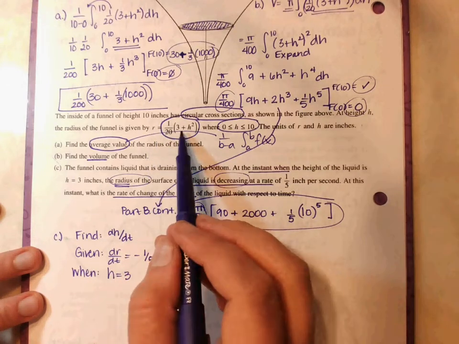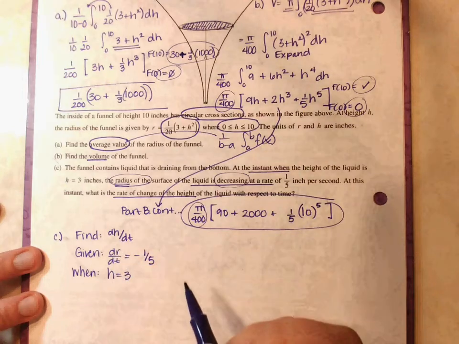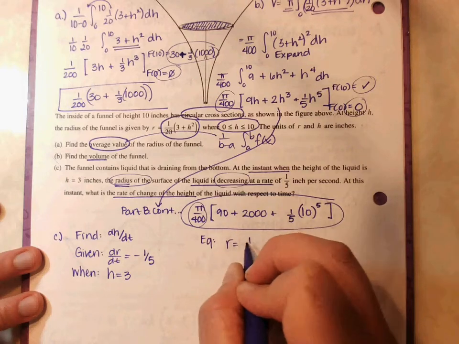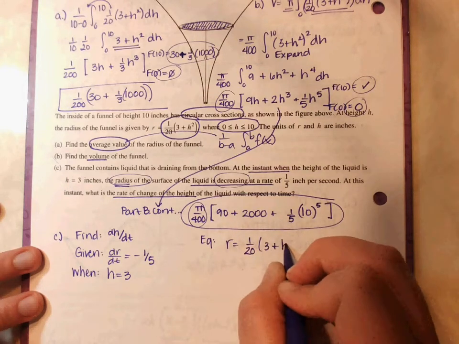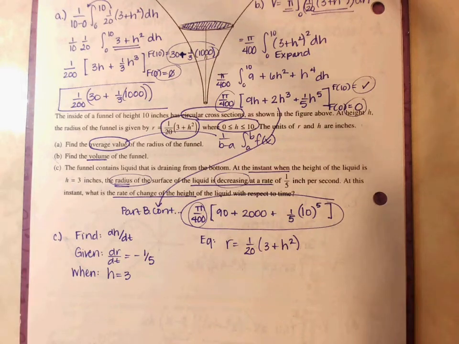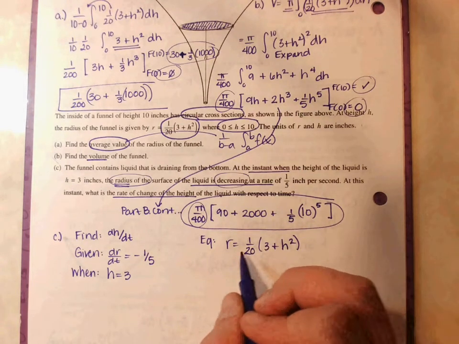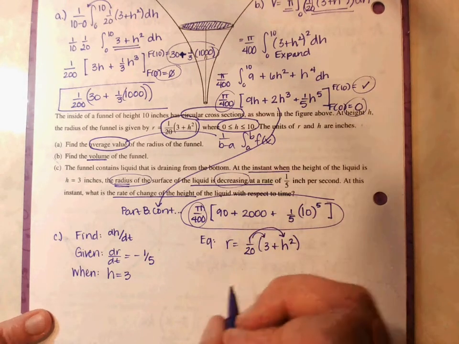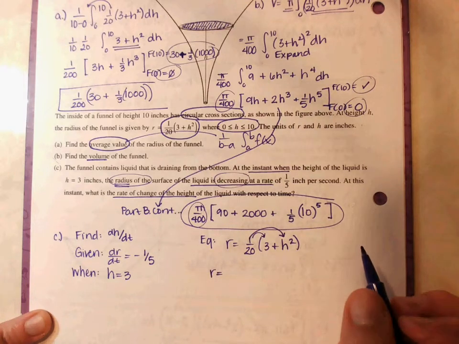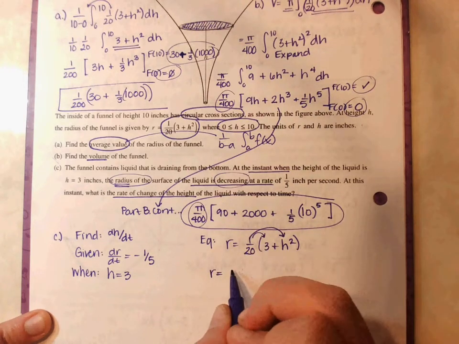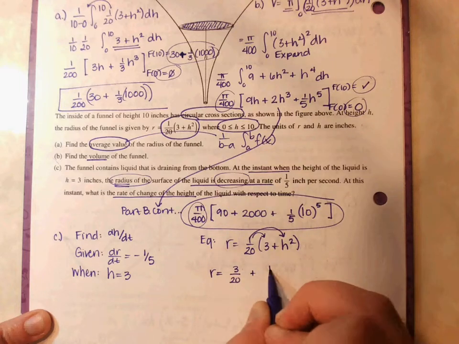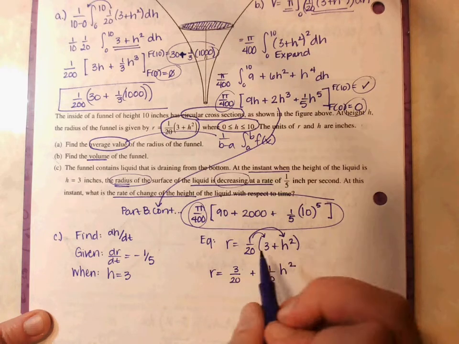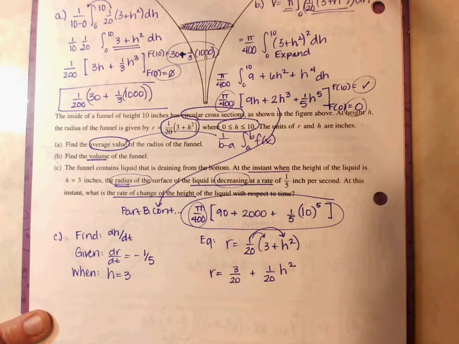Now notice, they've already given us the equation that relates r and h. So my equation for this one is what they gave me: r equals 1/20 times (3 plus h) squared. Because this looks like some sort of product rule, I'm going to distribute before I take the derivative, just to make the rest of the problem easier. So 1/20 times 3 is 3/20, plus 1/20 h squared. Now I'm going to take the derivative so that this isn't a product anymore, it's just two regular terms.